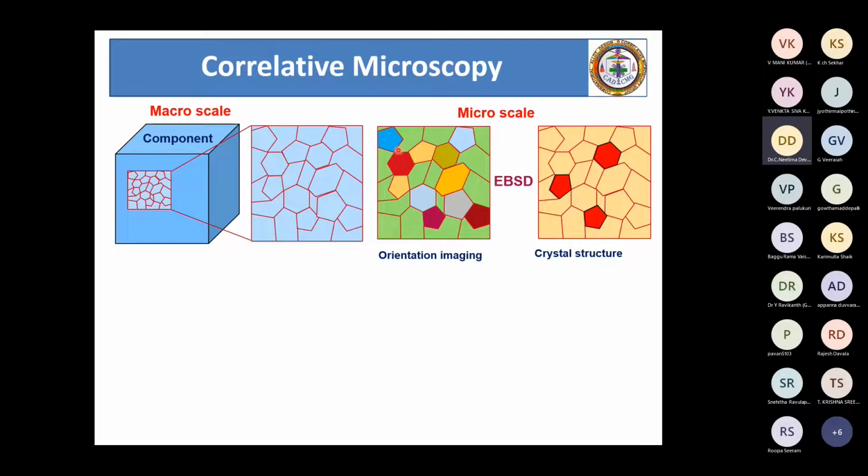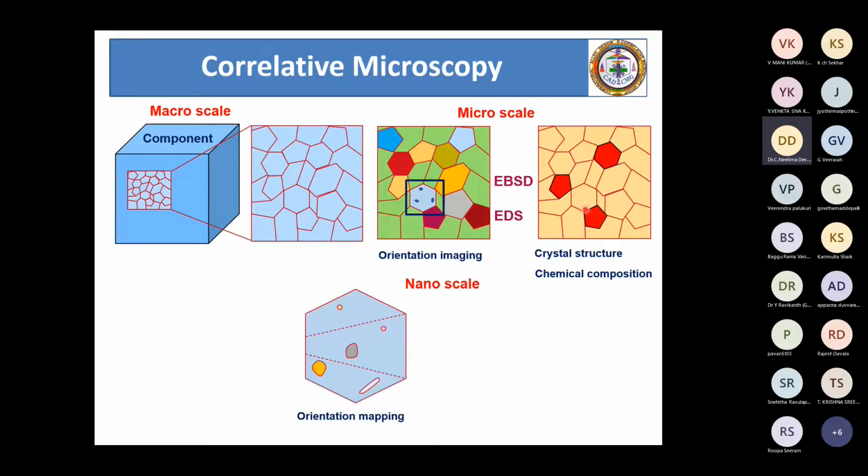You can use the crystal structure to get the information of the phase mapping. And you can also get a chemical composition by doing EDS. But if you now want to see the nanoscale features resolved, that means there are nanoscale features present inside, but the resolution is limited to 40 to 50 nanometer for a conventional EBSD. Now, if the feature is smaller than 40 nanometer, this is no longer going to be resolved at this scale.